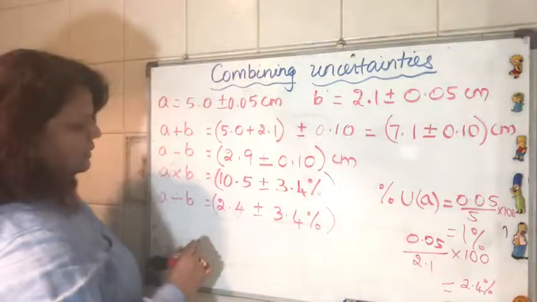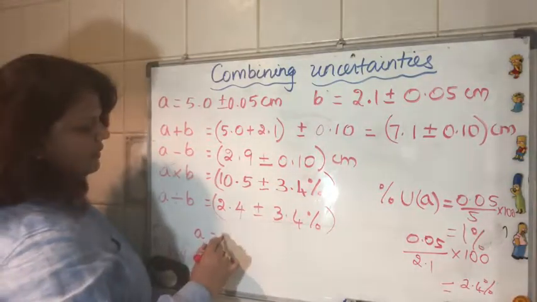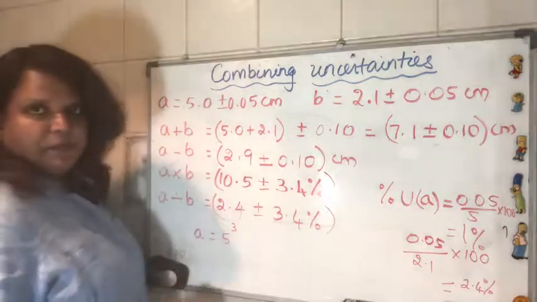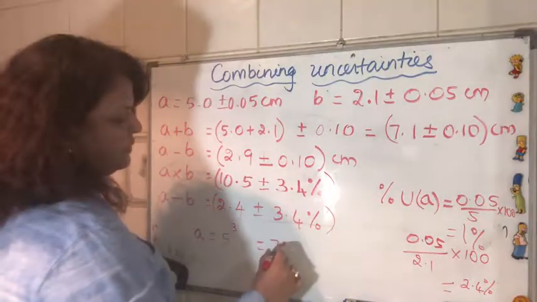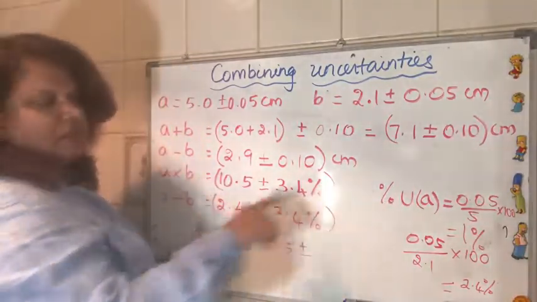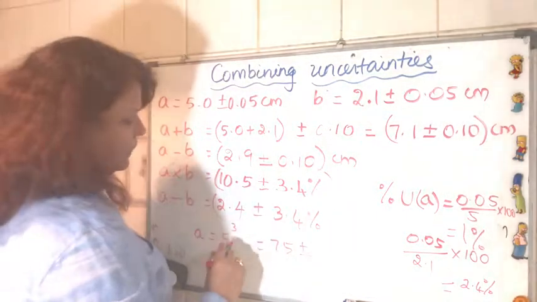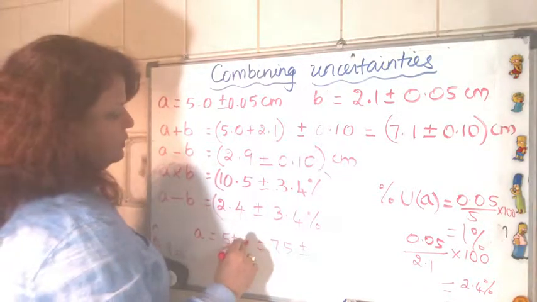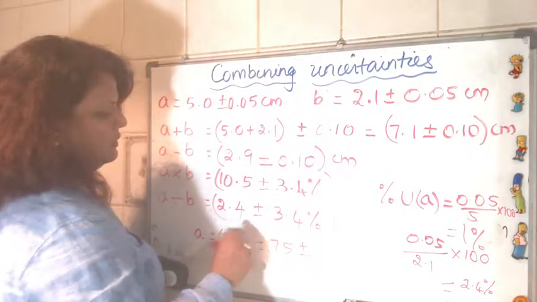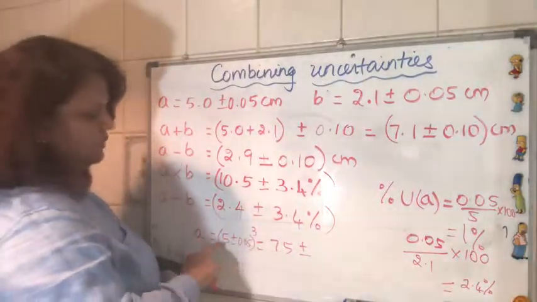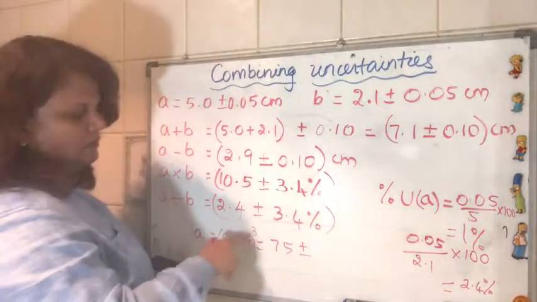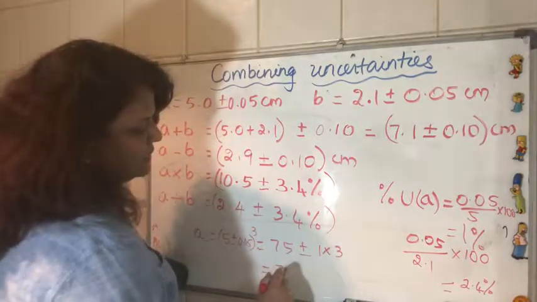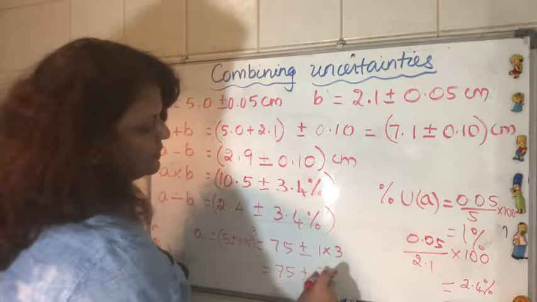Now if it is a power, say A value is 5 and the percentage uncertainty is 1, if you are calculating 5 to the power of 3, what would this value be? 5 cubed is 75. Now how do you combine the percentage uncertainties? 1 multiplied by 3. So which will give you 75 plus or minus 3%.